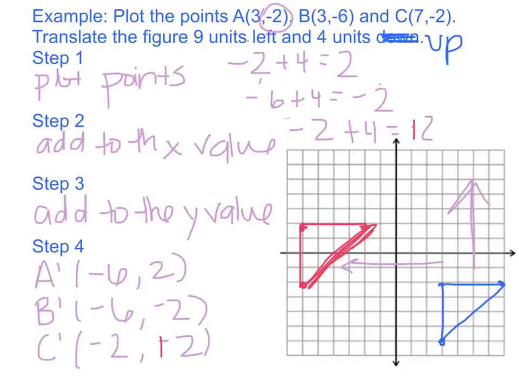And we want to label them. So originally this is A, B, and C. So this is A prime, B prime, and C prime.